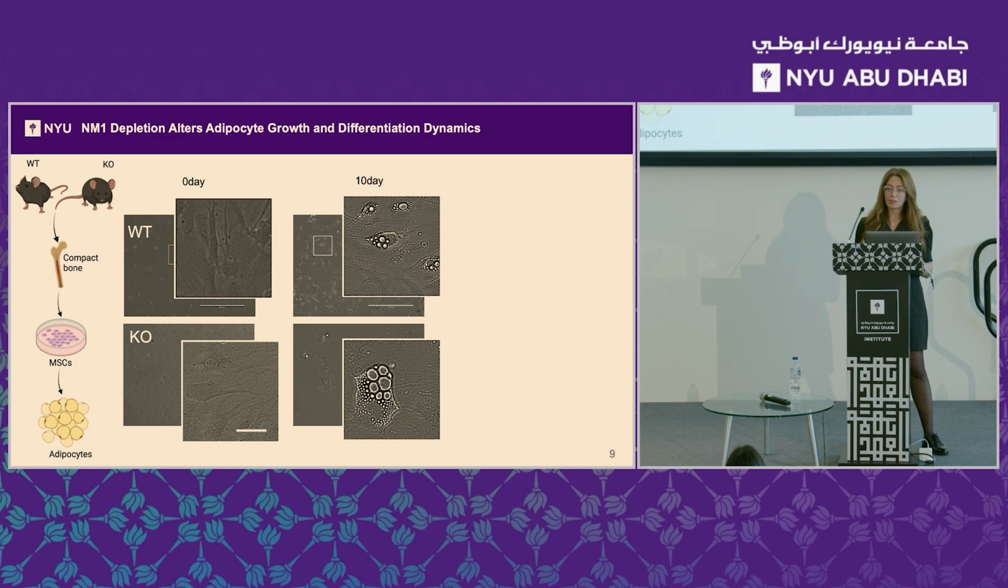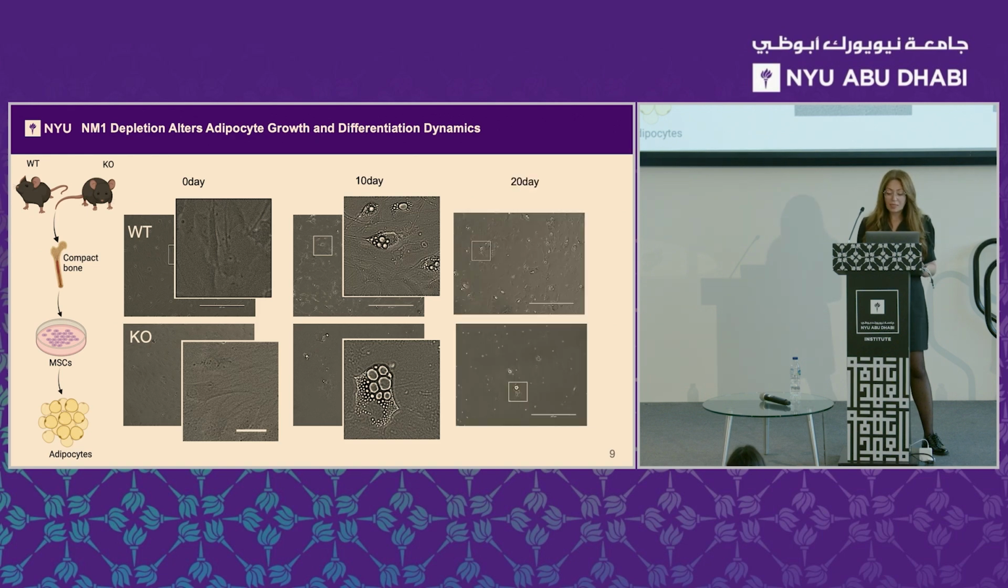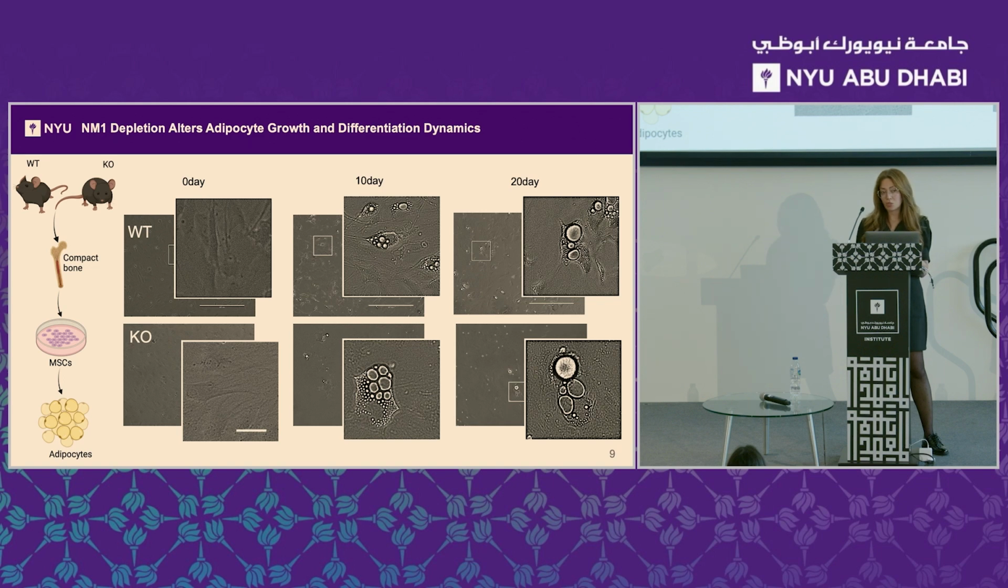Although the number of cells that committed to adipocytes, they are less. So we had less cells, but the cells were bigger. And by day 20, when the cells were mature, still the same trend. The adipocytes were bigger, but there were less number of adipocytes.